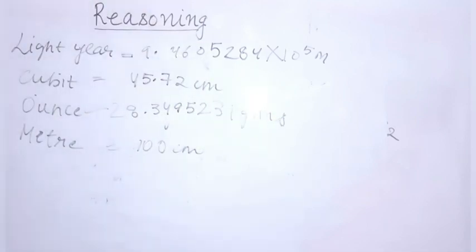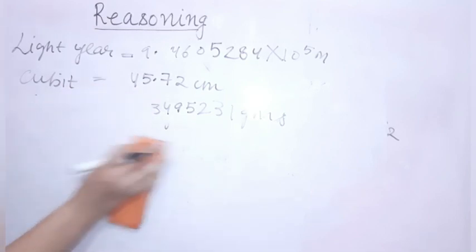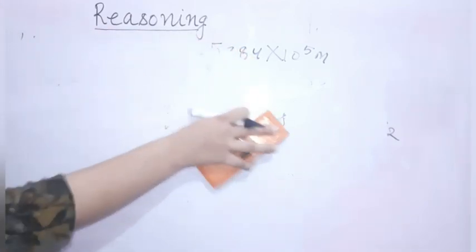So I am not going to ask the value of 1 light year or 1 cubit or 1 ounce or 1 meter. You just have to pick the odd one out. So as you all can see, ounce is the odd one because ounce is based on weight. The rest of the units are based on distance, that is length. So the odd one is ounce.